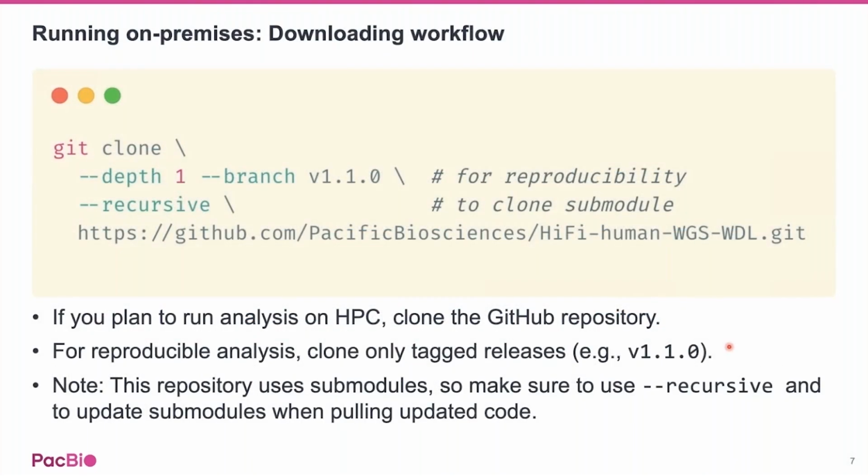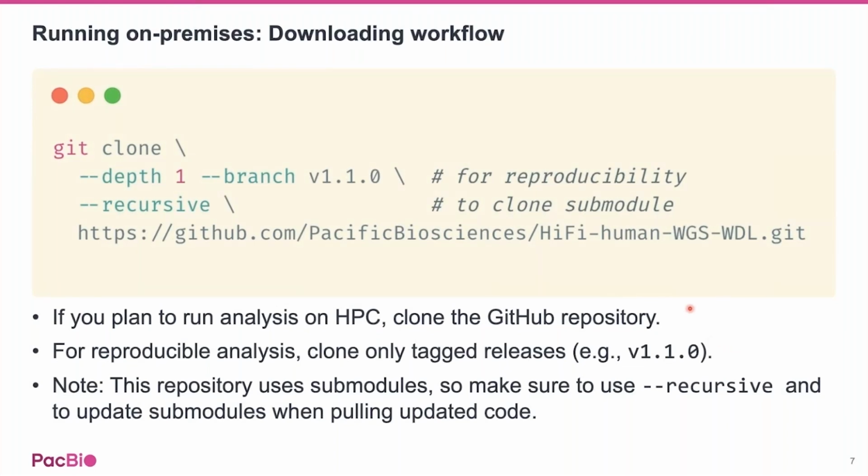Once we've set up a WDL execution engine, we need to download a copy of the workflow. The best way to do this is to clone the GitHub repository using a command like the one on this slide. I'm going to highlight a few of the bits of this command just to understand them better.